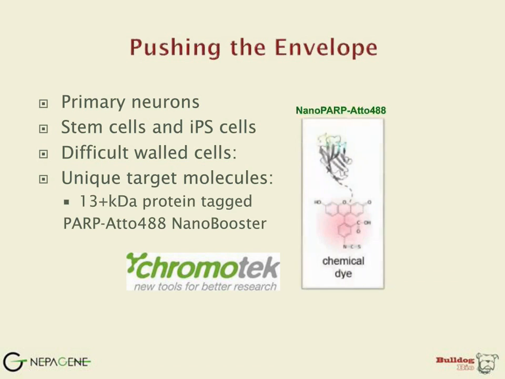In this example, our partner Chromotech used a NEPA-21 system to deliver a novel nanobody linked to a fluorophore. The alpaca antibody fragment was specific to PARP and conjugated to ATO48 for determining localization in the cell. They had success using electrokinetic transfer method to deliver this approximately 15 kilodalton protein into CHO cells.